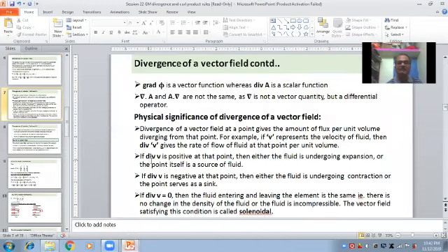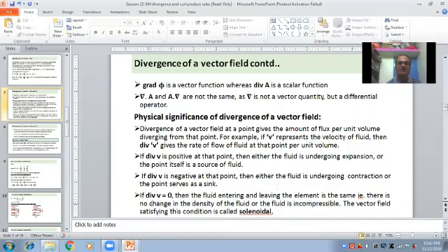So next, if divergence of V is positive at that point, then either the fluid is undergoing expansion, or the point itself is a source of fluid. I will show this also diagrammatically. And if the divergence of V is negative at that point, then either the fluid is undergoing contraction, or the point serves as a sink.